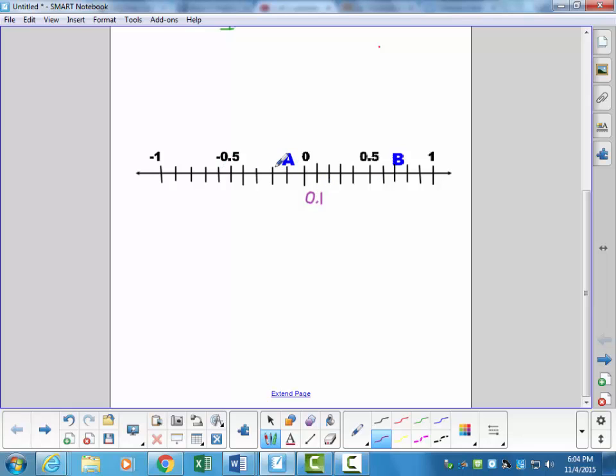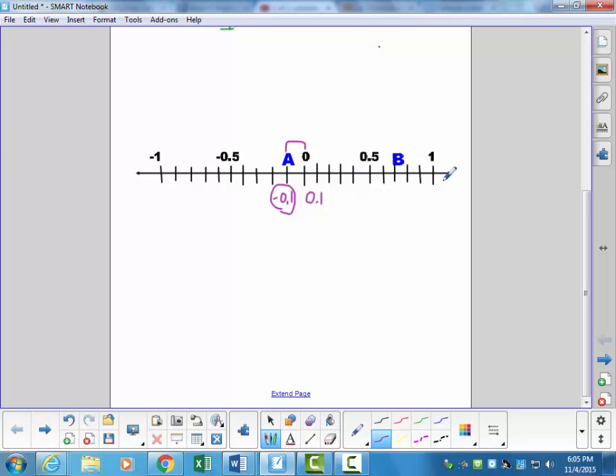And let's just double check on the other side as well. 1, 2, 3, 4, 5. Sure enough, this is also going to be equal to a tenth. So right off the bat, we know that from 0 to this first mark is going to be exactly that, a negative one tenth. Okay, but what about B?